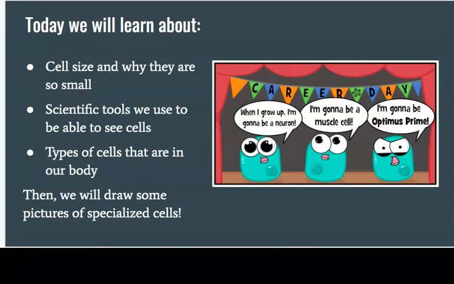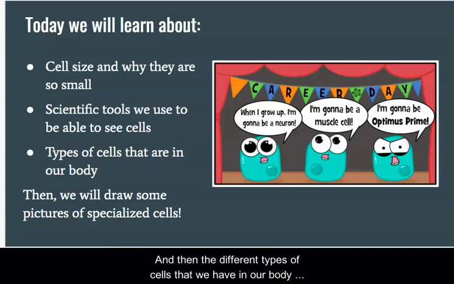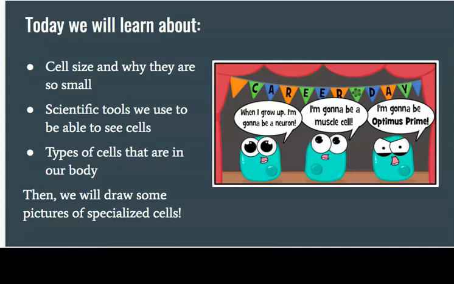Cell size and why cells are so small. How do we actually see cells if they are so small? And then the different types of cells that we have in our body. There's tons of different types. If you remember the video that I showed you last time, there's a lot. And then we're going to draw some pictures. So that's exciting.